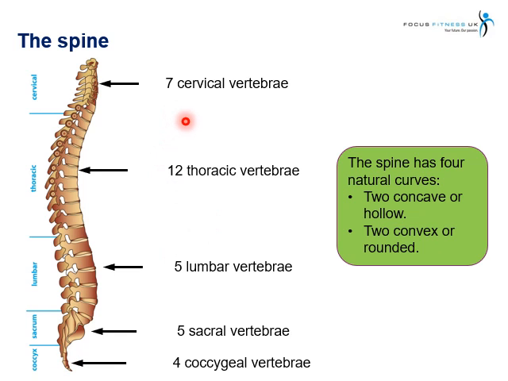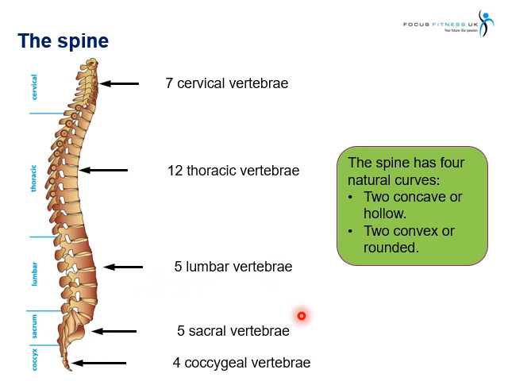So you've got 7 cervical, 12 thoracic, 5 lumbar, 5 sacral, and 4 coccygeal vertebrae. And if you notice, the spine forms an S shape, and this is a much stronger form than being in a straight line because it can act like a spring if a lot of forces act on it. So you've got 2 concave and 2 convex portions. Okay, so there are your 2 concave portions and 2 convex portions.